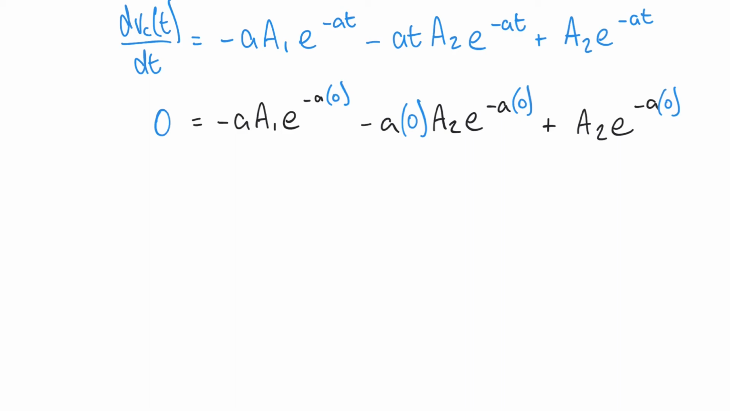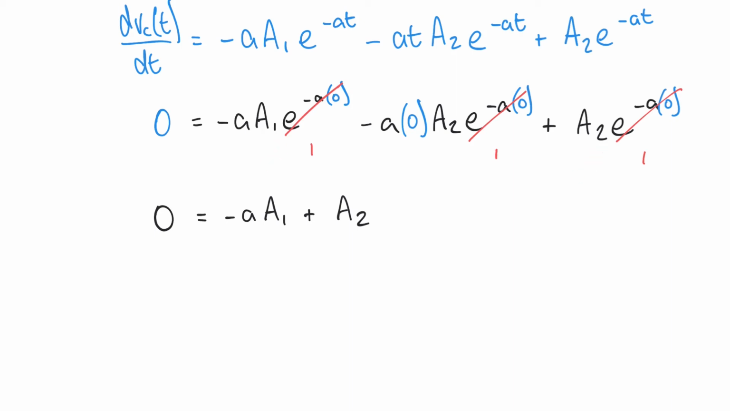So we'll have something like this. Again, we've got lots of e to the power zeros here, and all of those e to the power zeros are 1. Multiplying something by 1 doesn't change it. So we now have 0 equals minus a1 plus a2. This last term has disappeared because it's multiplied by 0, and that's going to make it 0. So we're just left with these first two terms here.